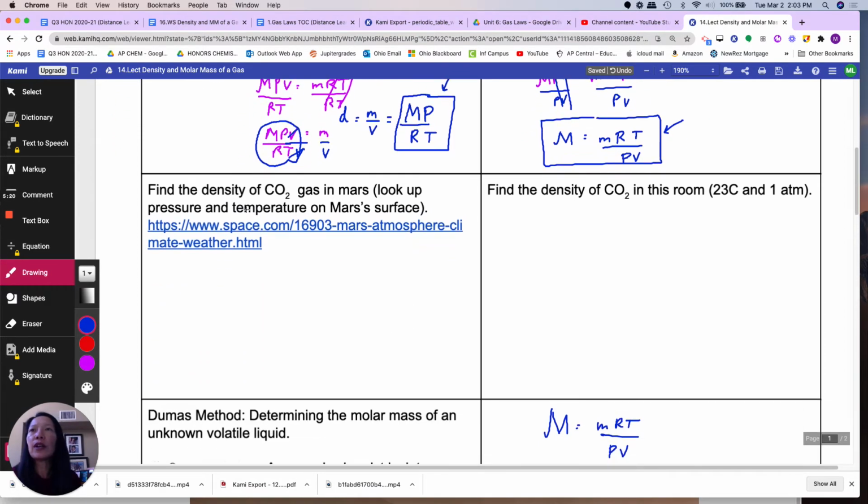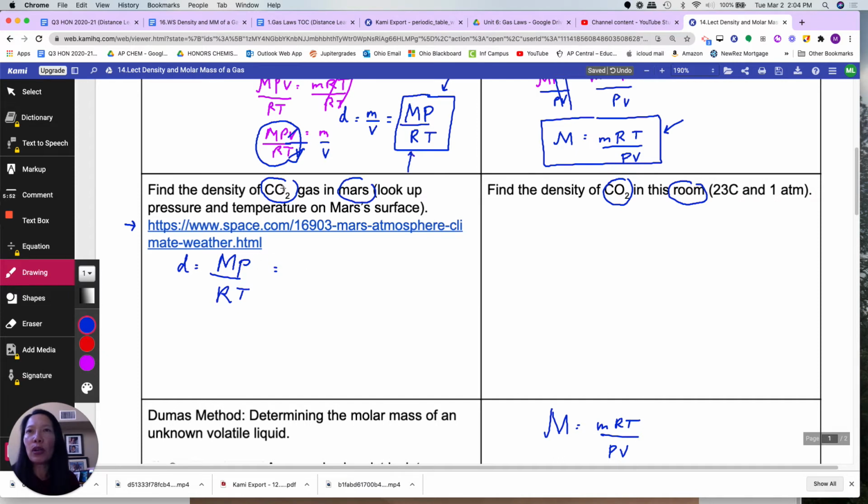Now let's use it. We are going to find the density of carbon dioxide on Mars, and we're going to find the density of carbon dioxide in this room, pretending we're in the lab. On Mars, I had you look at this document here, and it tells us the temperature and pressure. So density is equal to this formula right here, MP over RT. Okay, that's this formula. So first you have to get M.